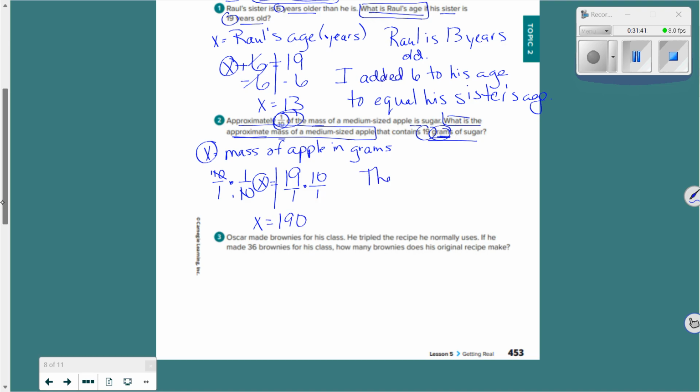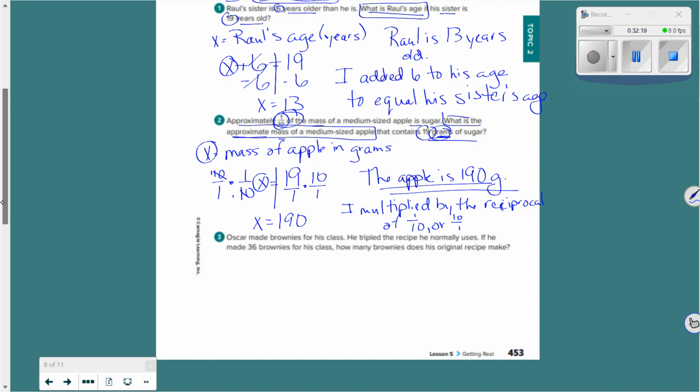So the apple is 190 grams. And that is an approximation, but that's pretty close. What did I do? I multiplied by the reciprocal. Maybe if I actually write it down, it'll help you guys understand what we're doing. Reciprocal of 1/10 or 10 over 1.